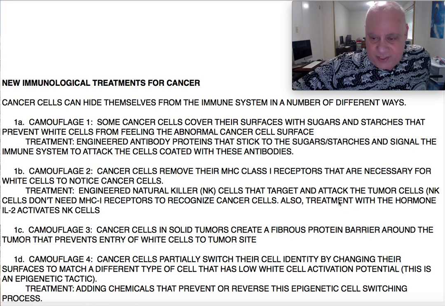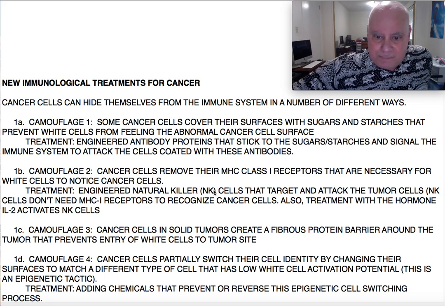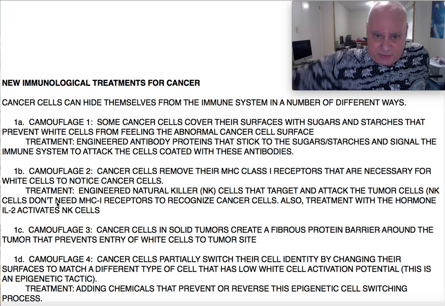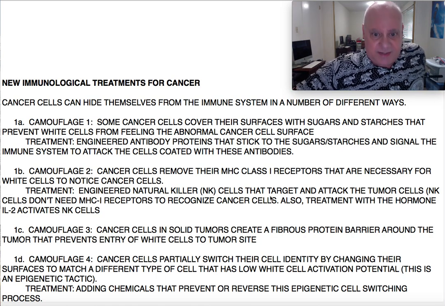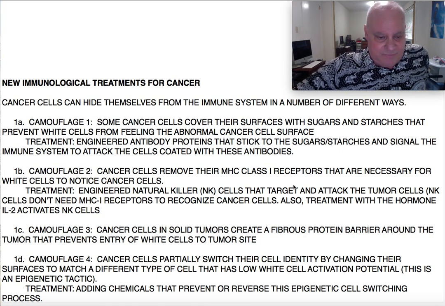again, either treating people with hormones that superactivate natural killer cells, or by actually engineering natural killer cells to bond to these particular types of cancer cells. And then again treating with hormone to activate them so that they will destroy those cells, because they don't need that class 1 receptor to activate. But these first two methods, probably 90% of cancers use one or both of these to camouflage themselves from attack by the immune system.